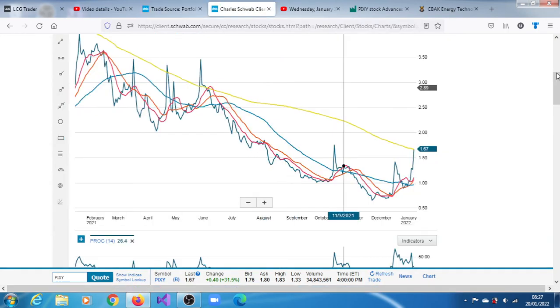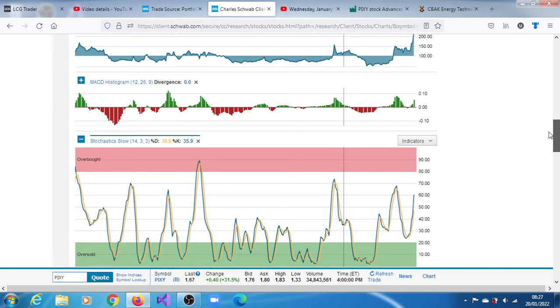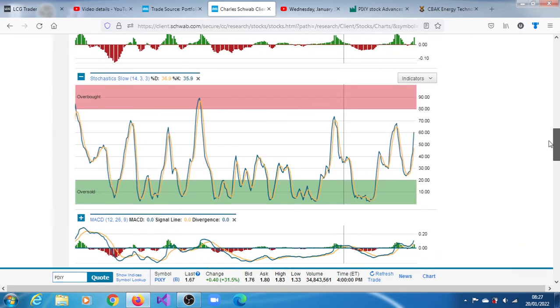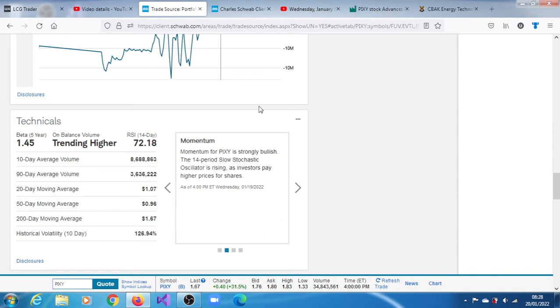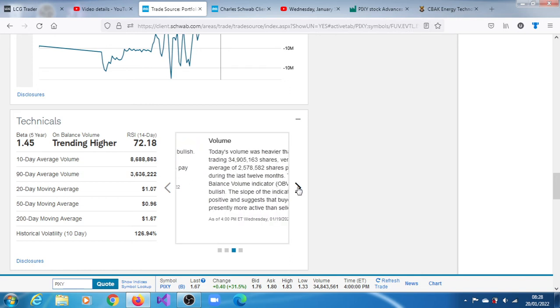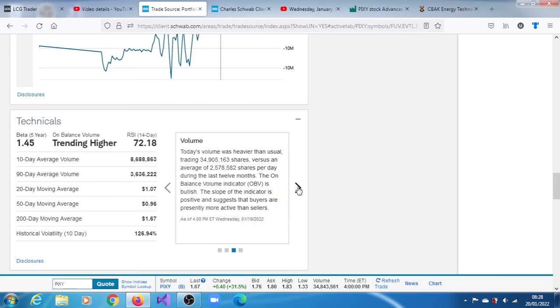Momentum is strongly bullish. Yes, we can see that in the last 10 trading sessions it's been on the move. The momentum has been there, strongly bullish for the last 10 trading sessions. The 14 period indicator is rising as investors pay high prices for PIXY stock. The volume for that last session, the 19th, was heavier than usual, trading 34.905 million shares versus an average of 2.578 million shares per day during the last 12 months.